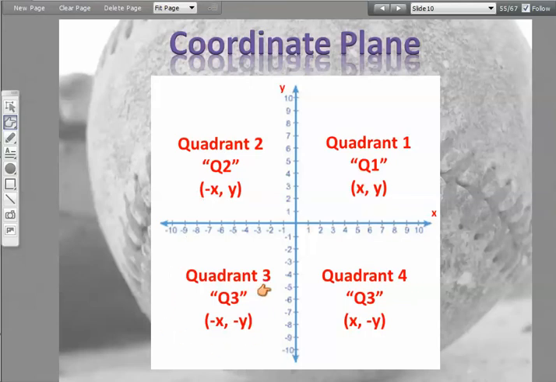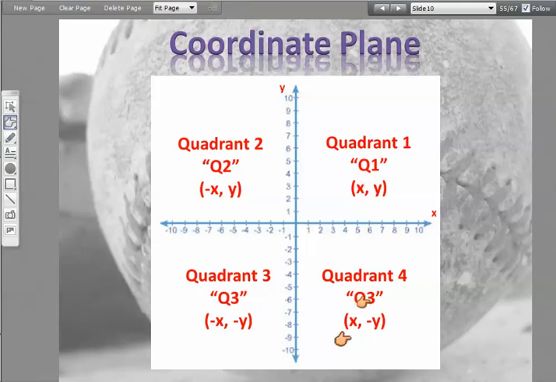Then I'm going to go down to quadrant 3, the lower left-hand corner, call that Q3. Notice here the ordered pairs, your x-coordinates are always negative and your y-coordinates are always negative. Then I slide over to the right lower corner. This is going to be quadrant 4.